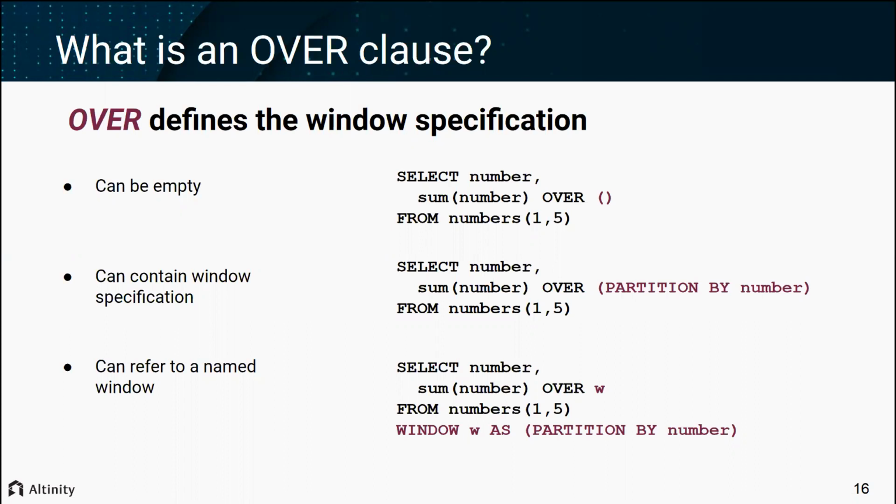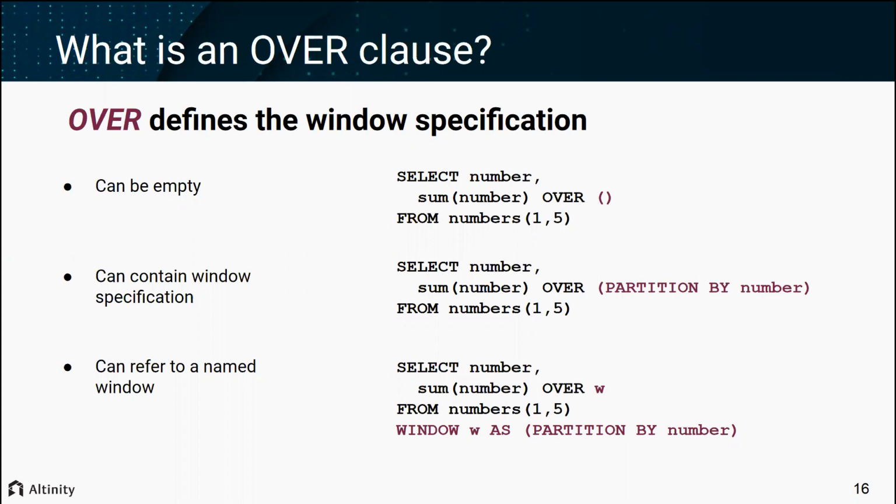If the over clause is empty, it means we have only one partition, and that partition includes all the rows in your result set. If you have a window specification, that specification will define the windows, one or more partitions. And if you have a named window, it's kind of a shortcut. For example, if you're working with different windows, you don't want to repeat your window specification many times. You can just define it once and use it in more than one over clause. So let's see what a window specification can look like, because to define a named window, or to define it inline in the over clause, you need to know the parts that make up a window specification.